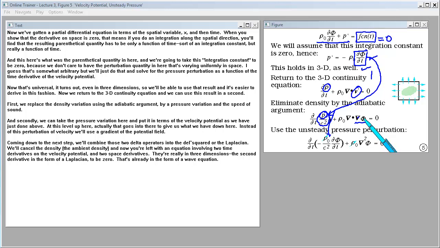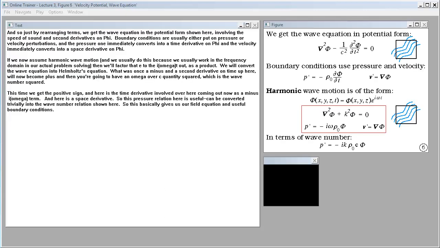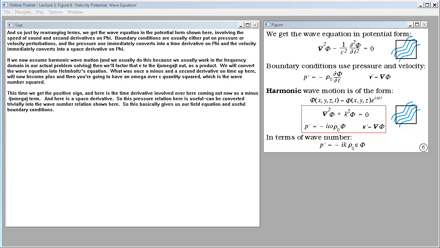Coming down to the next step, we'll combine those two delta operators into the del squared, or the Laplacian. We'll cancel the ambient density, and now you're left with an equation involving two time derivatives on the velocity potential and two space derivatives, or really in three dimensions a second derivative in the form of the Laplacian, to be zero. That's already in the form of a wave equation. And so just by rearranging terms, we get the wave equation in the potential form shown here, involving the speed of sound and second derivatives on phi.